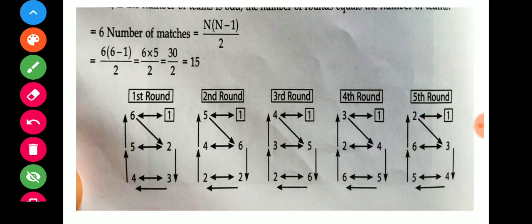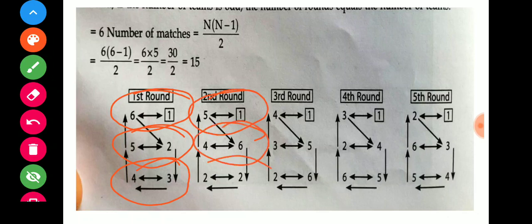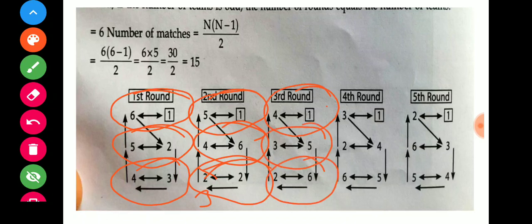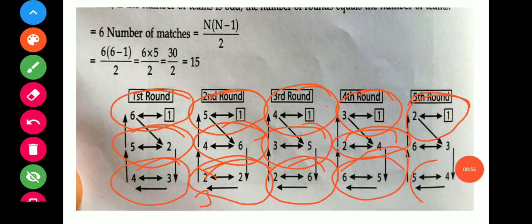See what is happening actually in this. 1 will play with 6, 2 will play with 5, 4 will play with 3 in first round. Second round, 1 will play with 5, 4 will play with 6 and 2 will play with 2. No, here 3. This is wrong, it is printed wrong here. Then 1 will play with 4, 3 will play with 5 and 2 with 6. Again 1 and 3, 4 and 2, 6 and 5. Again 1 and 2, 6 and 3, 4 and 5.